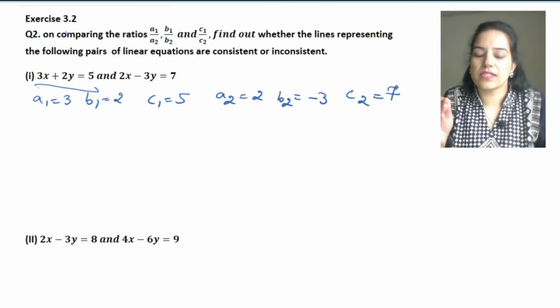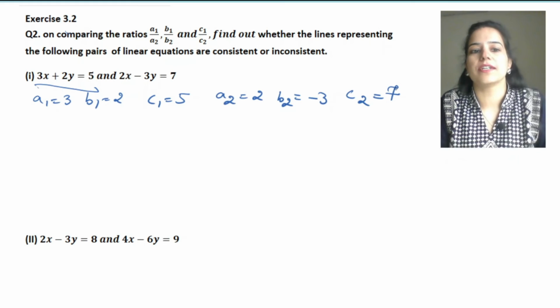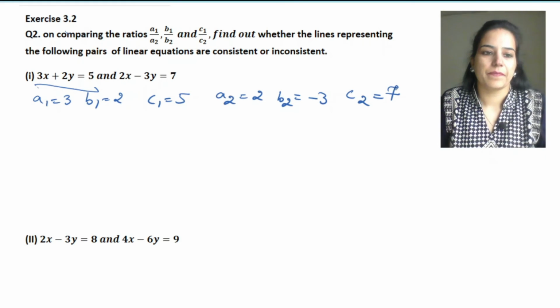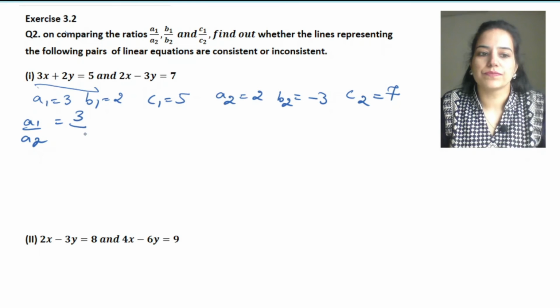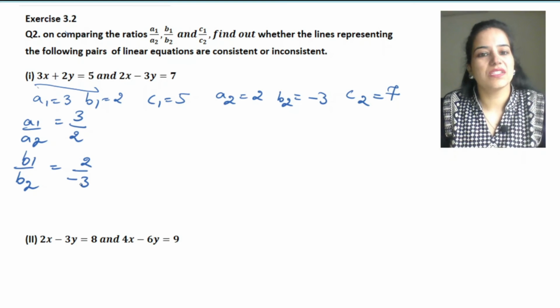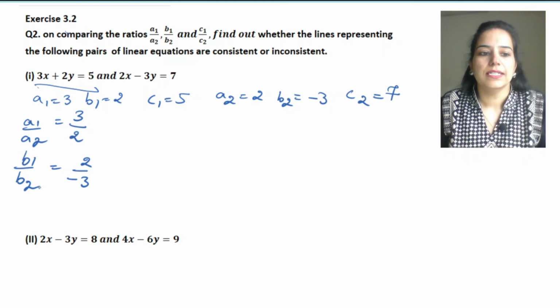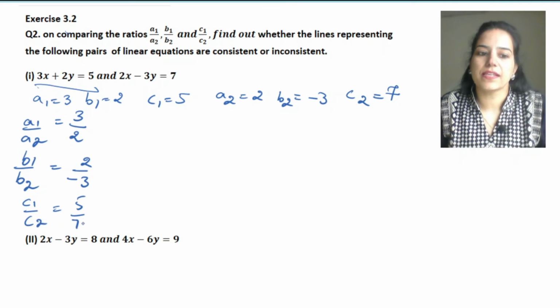Again, C1 and C2 both are towards the other side of the equality sign, right? They should be on the same side. Now, A1 upon A2 will be 3 by 2. Then B1 by B2 will be 2 by -3. We can see a very big difference here. Then C1 by C2 is 5 by 7.